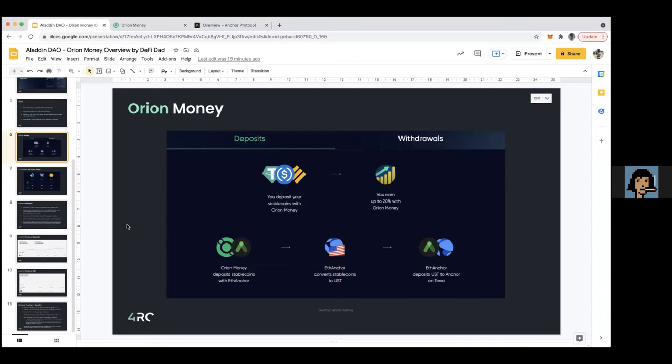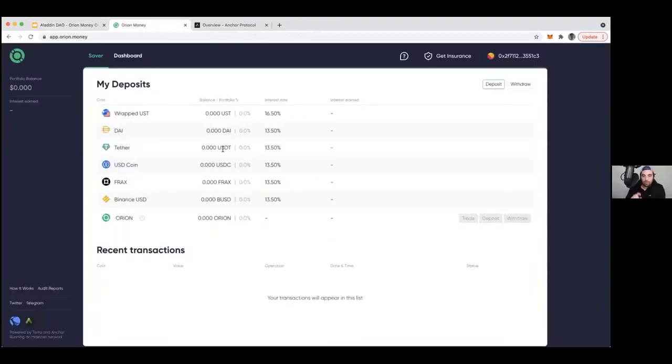I'm not sure, if I deposit stablecoin onto Orion, is it rewarded in return with Orion token or just the stablecoin interest? So you will earn it denominated in whatever it is here. You would earn it in DAI, Tether, USDC, and so on. So there's no token reward, right? So you have the option. They cleverly give more of an incentive, of course.